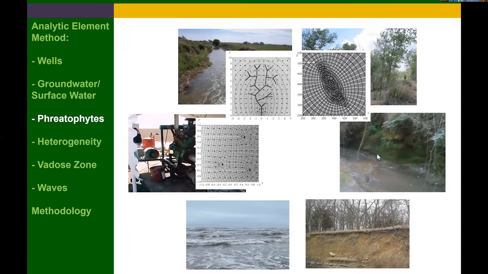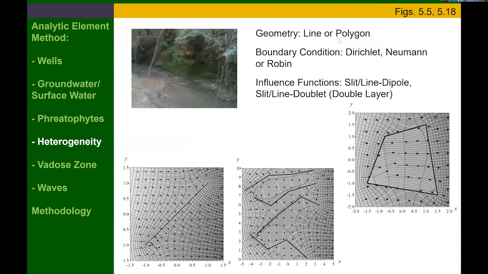Next is heterogeneities. Heterogeneities can look like a line, or they can look like an area, like a polygon. We have a variety of different kinds of boundary conditions we can apply to these, different kinds of mathematical functions that we can apply. This particular example is flow that looks like a fracture, where water is coming into one end, flowing along the fracture, and flowing back out into the aquifer on the other end of the fracture. Here's a set of linked fractures.